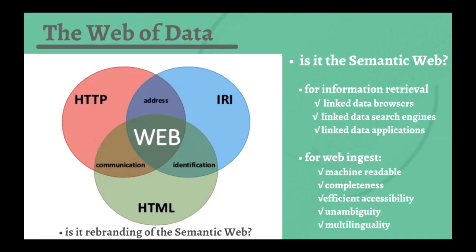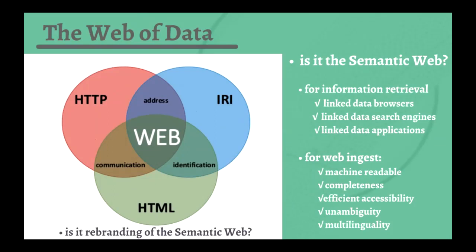Oftentimes, the semantic web will also be referred to as the web of data, which is confusing because semantic refers to words and data refers to information. So when we look at the web of data and the semantic web, there is some question of whether the web of data terminology is actually an attempt to rebrand the semantic web. The semantic web is more holistic in that it includes the web of data in addition to other elements.